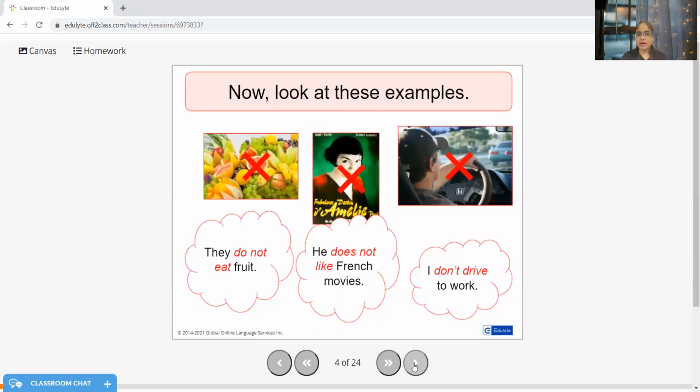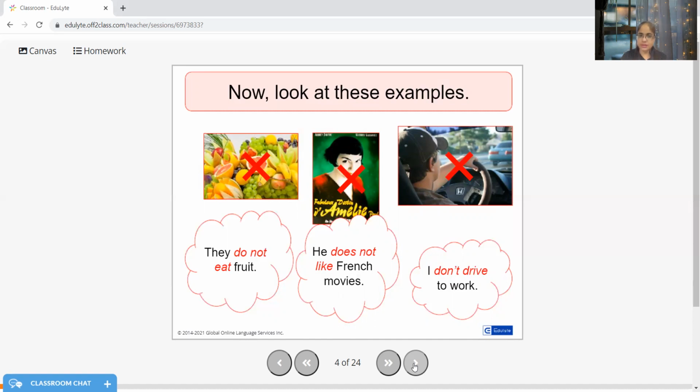So when I have a plural subject, along with I and you considered to be exceptions, I'll be putting do instead of does. And when I have a singular subject, he, she, it, I'll be using does. And please just highlight this point also. He does not like French movies.